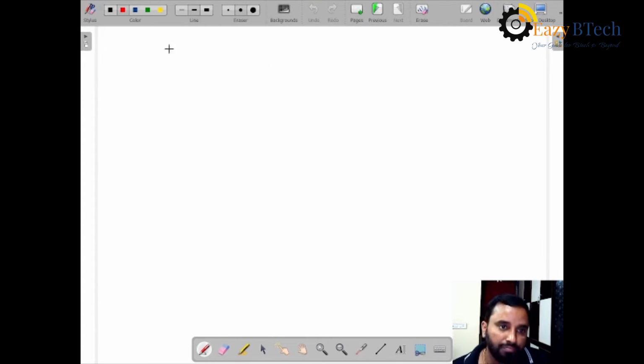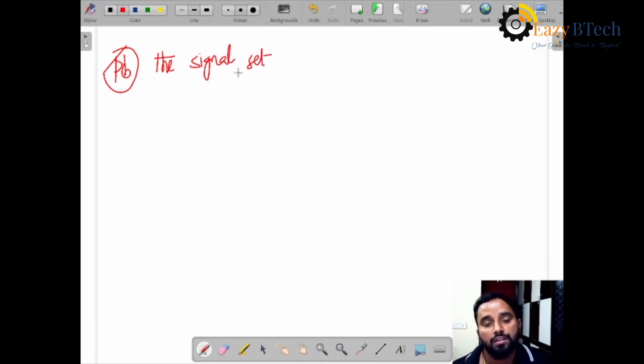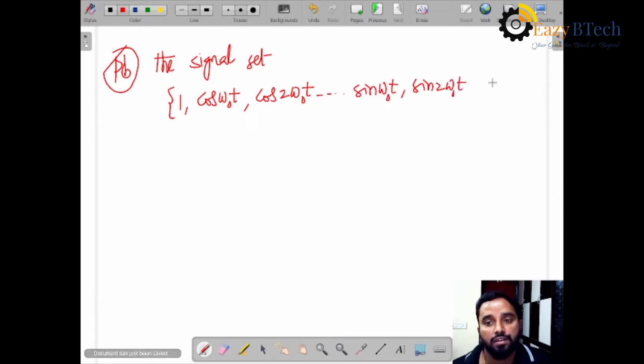Now we are going to do another problem. The signal set is like 1, cos omega naught t, cos 2 omega naught t, and so on, sin omega naught t, sin 2 omega naught t, and so on. So he has given cos functions, he has given sine functions. This total is a signal set.